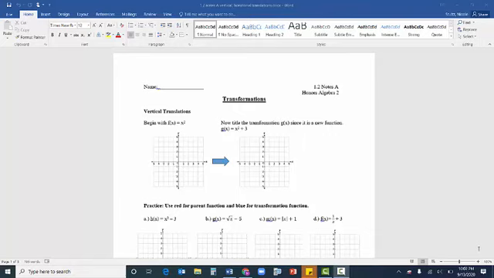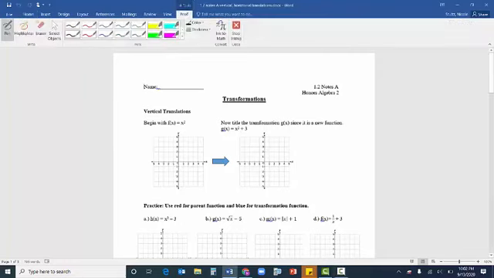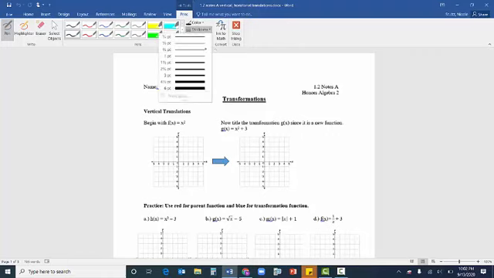Today's lesson is going to talk about two kinds of transformations. We're going to talk about vertical translations and horizontal translations. In my opinion, I think these are the easiest transformations that we'll do. So it shouldn't be too terribly difficult. So let's just start with a basic parabola.